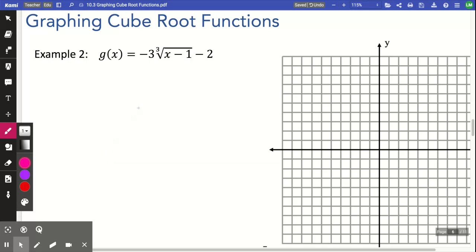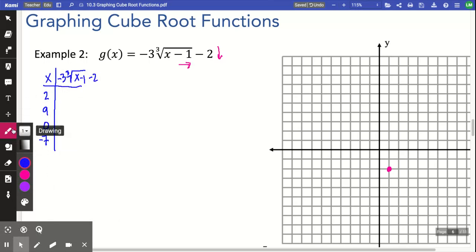All right, let's take a look at another one here. We have a couple transformations. This one has a negative, so this is going to reflect over the x-axis. Vertical stretch of 3 units, 1 unit to the right and down 2 units. So let's start with that point of inflection, moving over 1, down 2. We're going to make a t-table, find some other points, and plot those.